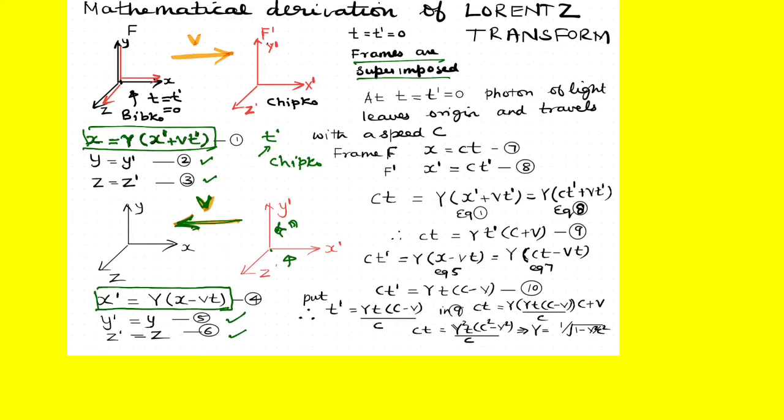So let us assume at t is equal to t dash is equal to 0 that a photon of light leaves the origin and travels with a velocity of c. Now let us talk about frame F. Frame F is actually the Bibco frame, the black frame. So let me show that here. So this is frame F.